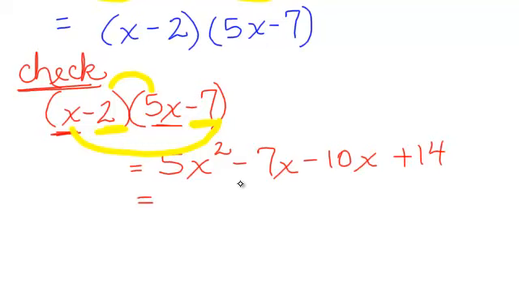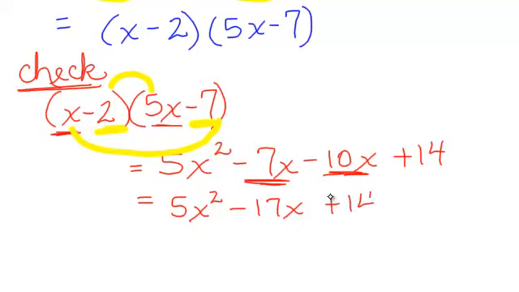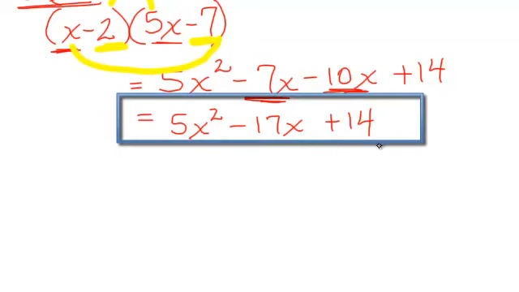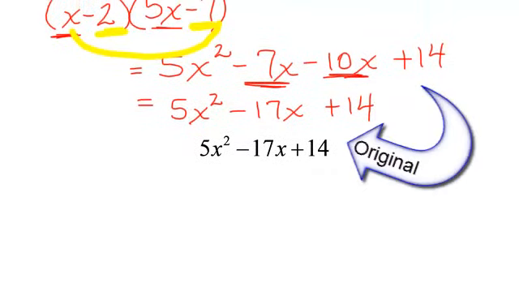Let's combine your like terms. So I will have 5x squared minus 17x plus 14. And so when I multiplied my answer, I got 5x squared minus 17x plus 14. And that is exactly what we started with when I was going to factor. And that's not magic. That is mathematics.